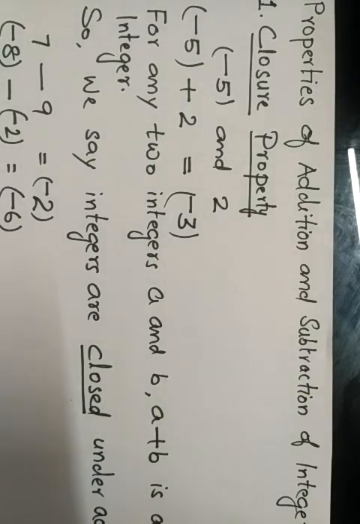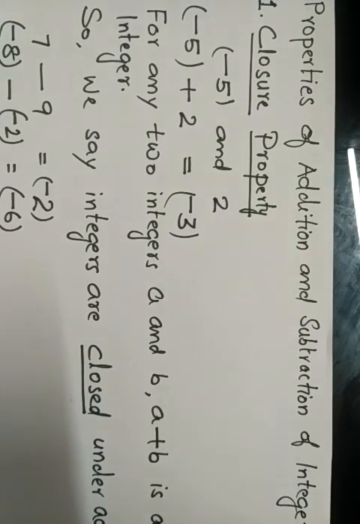What is the meaning of closed? Closed means when we subtract integers or add integers, the answer is also from the same group, that is, from the integers group itself. It doesn't go any other way. So the answer is also an integer, from its own group. That means closed. Integers are closed under addition and subtraction. This is the first property of addition and subtraction.